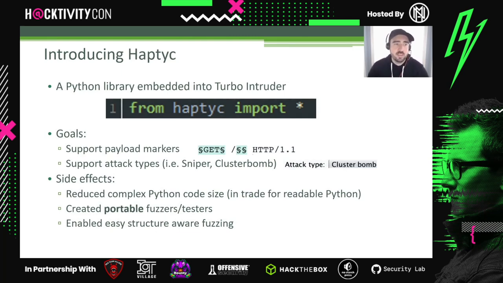Haptyc is a Python library which gets embedded right into the Turbo Intruder jar file. It's not a Burp plugin at all. And really the way you enable it in your Turbo Intruder Python is basically to import it on the first line, just like this: from Haptyc import star. It's as easy as that to enable it.